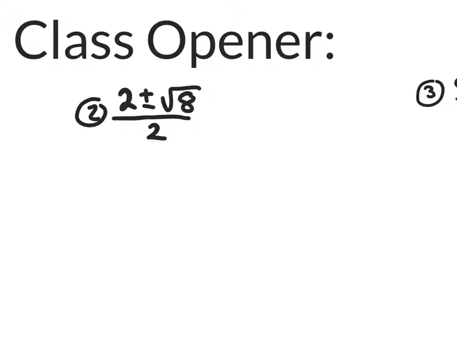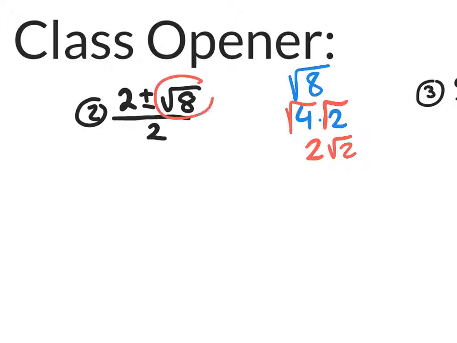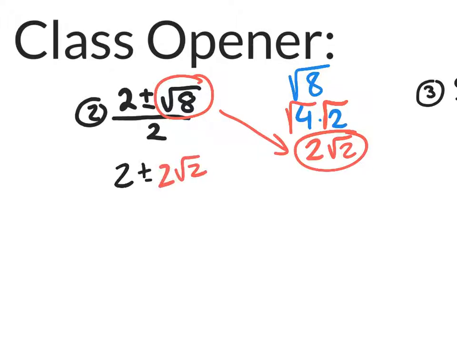Number 2 right here. Okay, so let's simplify that square root of 8. What could I rewrite square root of 8 as? 4 times 2. Always put the perfect square number first. That way when you split it, you could actually do the square root of 4, which is 2, and the square root of 2 is going to stay the square root of 2. So I'm going to replace this square root of 8 with its value, 2 square root of 2. So I have 2 plus or minus 2 square root of 2 all over 2.